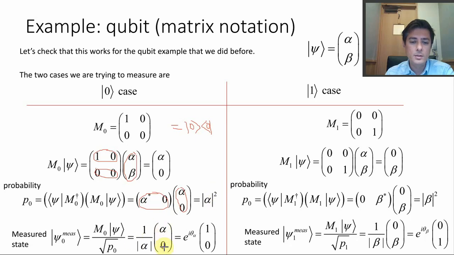So it's alpha, 0, divided by alpha mod. And again, you get e to the i theta alpha, for whatever complex number you're dealing with, times 1, 0. So you do get this 0 case. The 0 is defined as this element here. So you get the same answer. You can use either way, and it always gives the same result. I won't go through this one case, but you can have a look at that yourself.